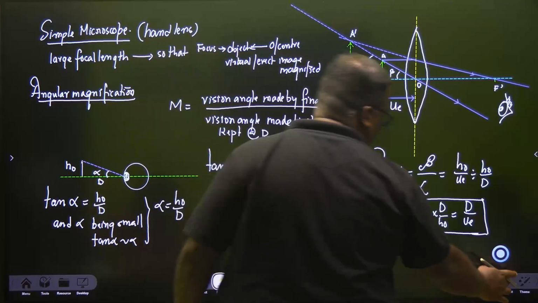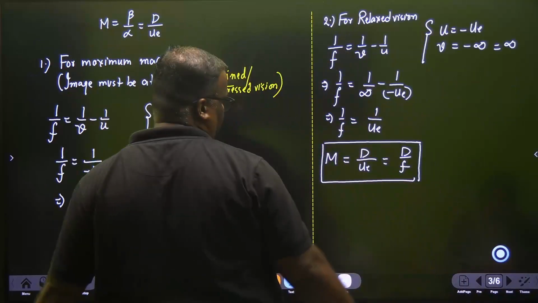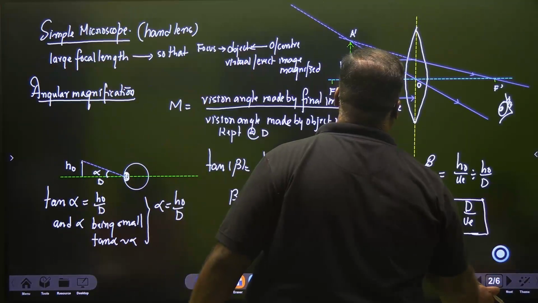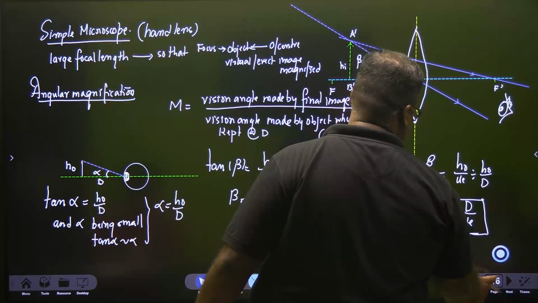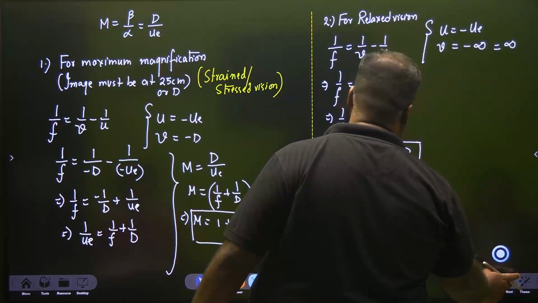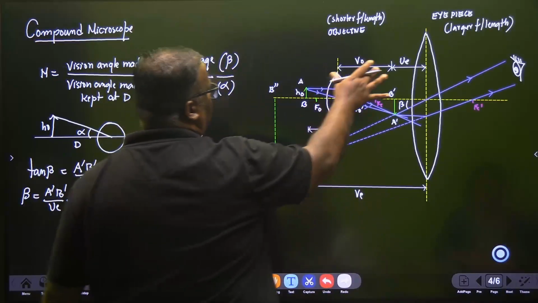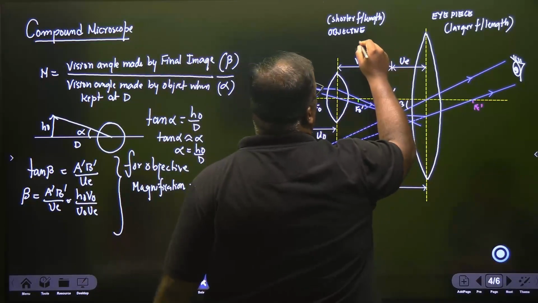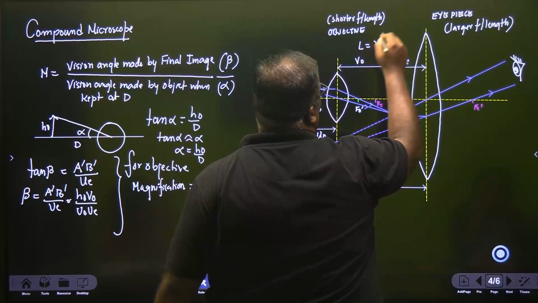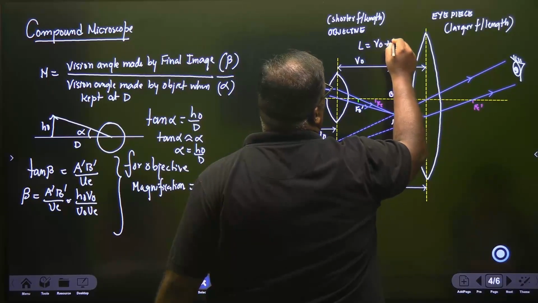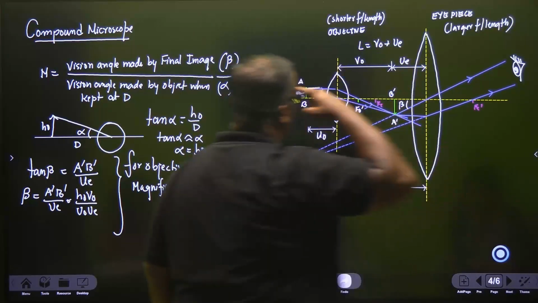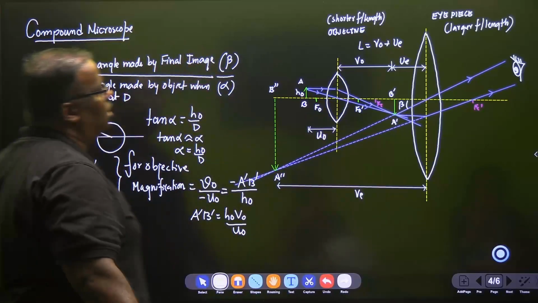One more thing. Where is the microscope diagram gone? Yeah. And this length, this is known as the length of the microscope, given by VO plus UE. This is known as the length of the microscope.